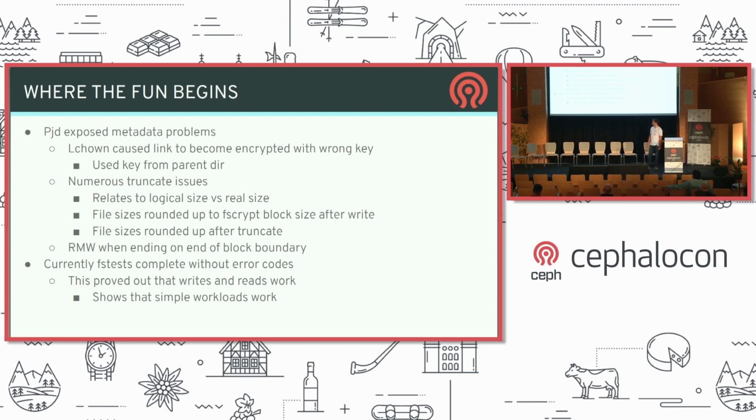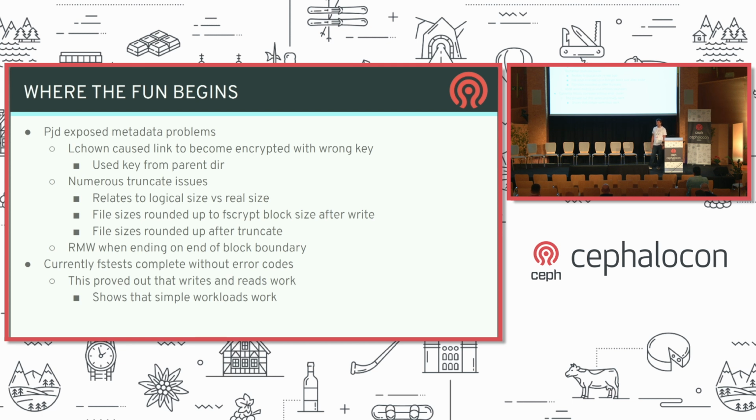There were a number of things that were uncovered. Outshone caused a link to become encrypted with the wrong key. So essentially, when a link was created, it used the parent directory key instead of the newly created per-file key that it should have, its own unique one. And then there were various truncate issues related to logical and real size.